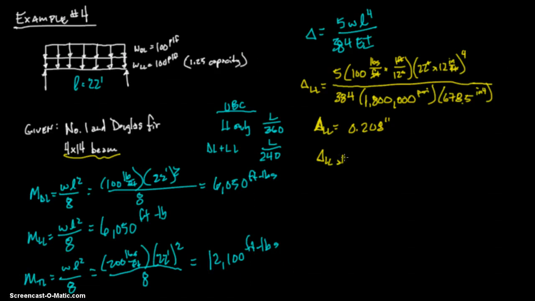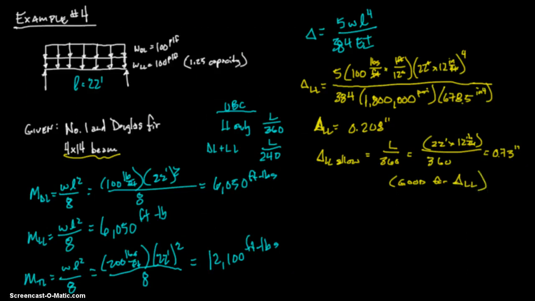Let's say this is allowable, which equals L over 360. L is 22 foot times 12 inches per foot, divided by 360, and we get 0.73 inches. All right, so as you can see, the allowable is 0.73. We're only at 0.21 inches, so we're good. Let's do live load deflection, which I would say is good for.